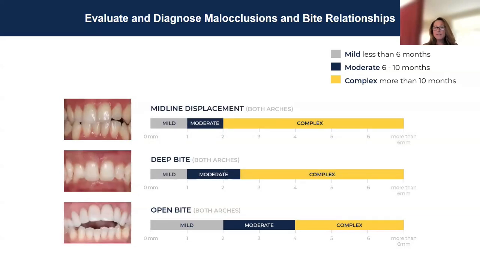For midline displacement, if it's like Tom Cruise where his tooth was off center, you can still do that, but like I said, to begin with, we want mild to moderate. And the same thing with a deep bite, open bite. You can have a mild cross bite. Any questions so far?